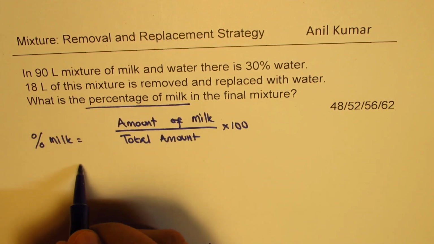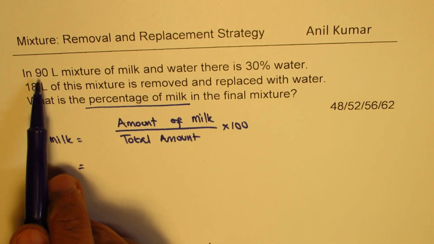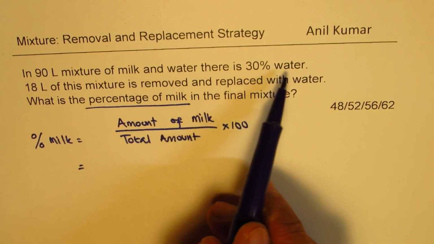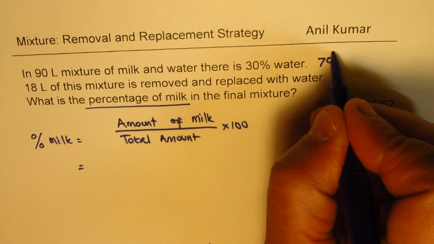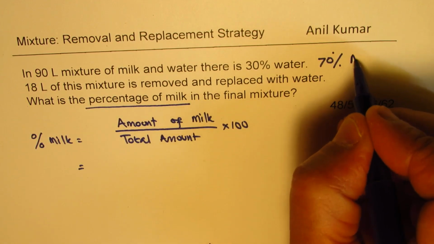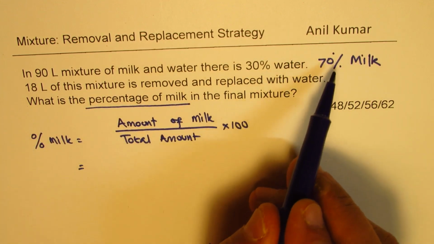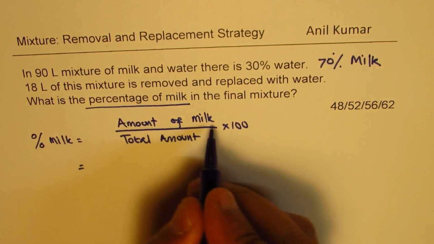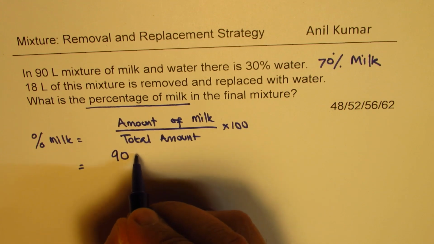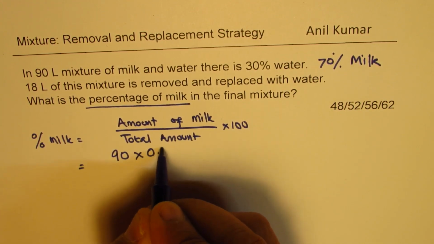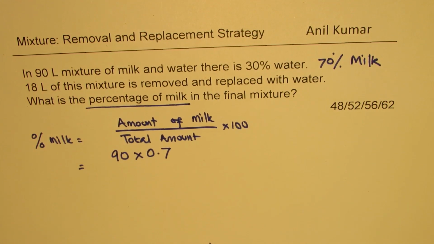So in our case, what are we given? 90 liters of mixture of milk and water, there is 30% water. That means we have 70% milk, right? 30% water, 70% milk. So 70% of 90. So amount of milk is 70% of 90. So 90 times 0.7. Is that clear? So that becomes the amount of milk.